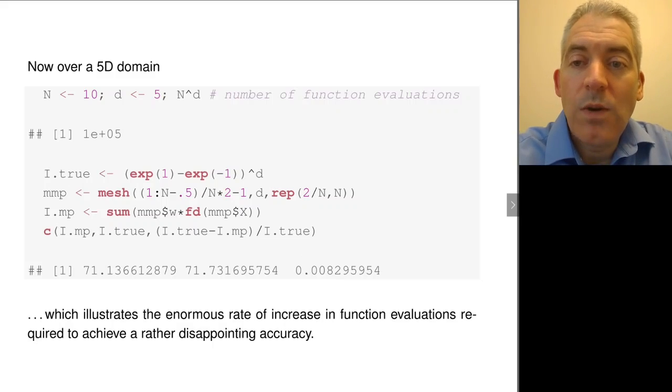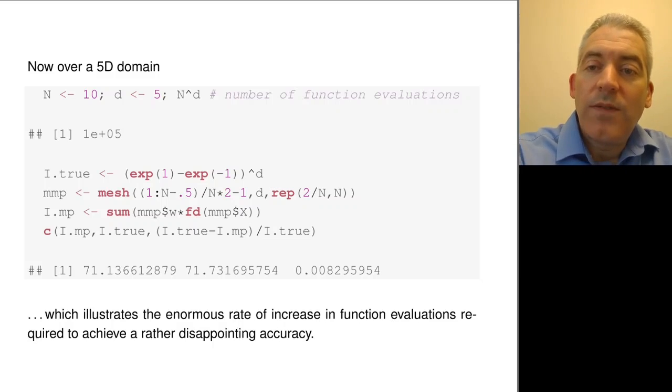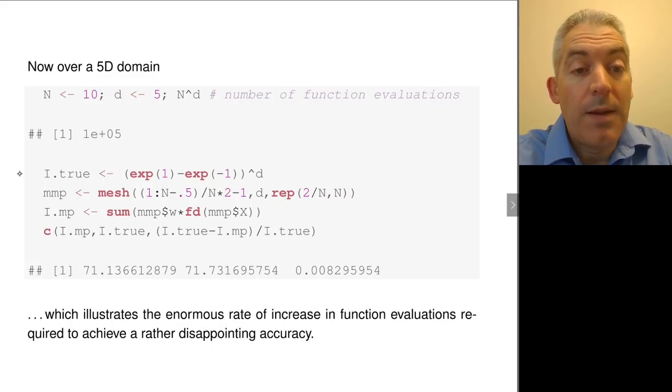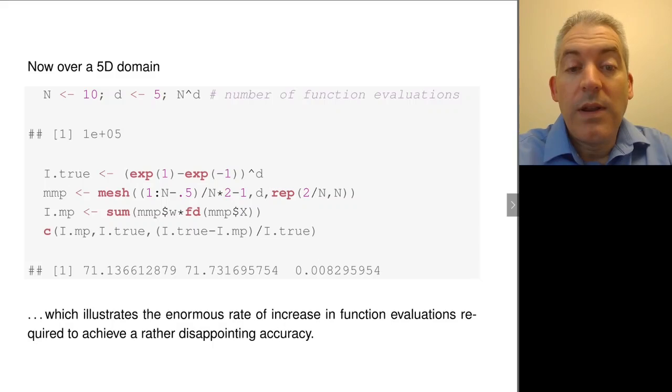You need to think about what would be the sensible number of mesh points for a 1D integral, but then your actual total number of function evaluations for your d-dimensional integral is going to be at least order n to the d. So it's going to go up exponentially with dimension, and that is the problem. So again, if we just use the same procedure, it works fine, and as long as our number of function evaluations goes up exponentially, our error will stay tolerably low.